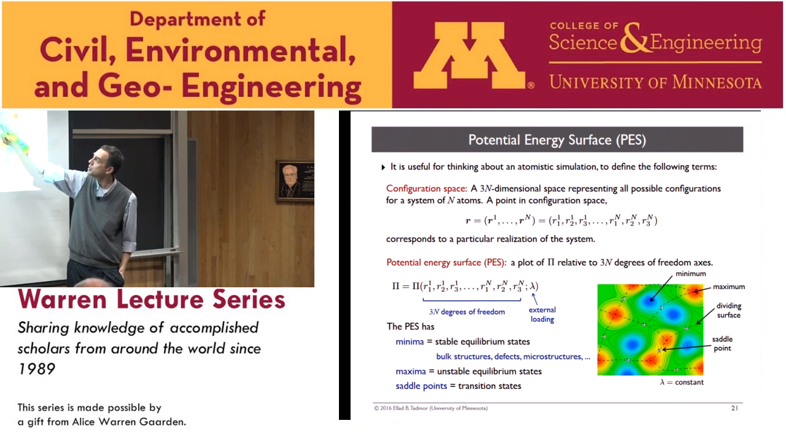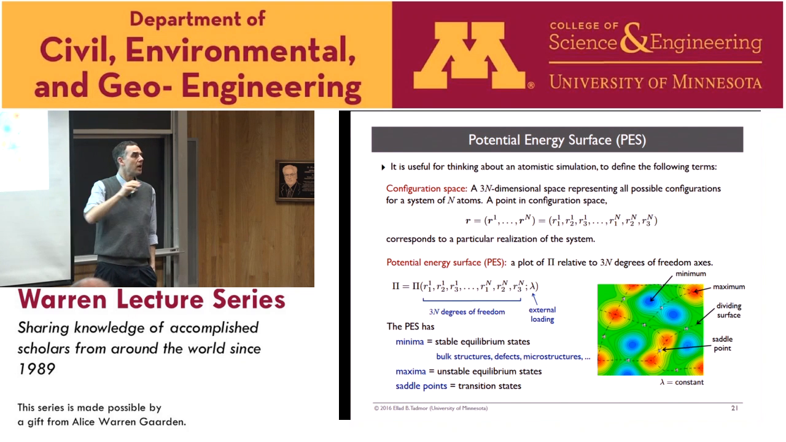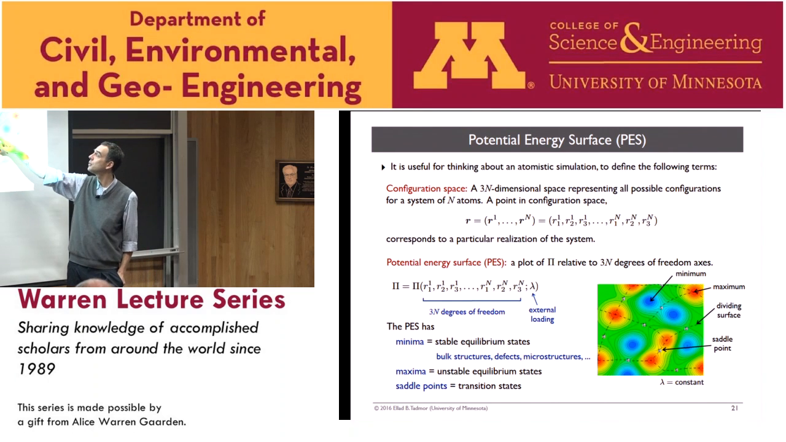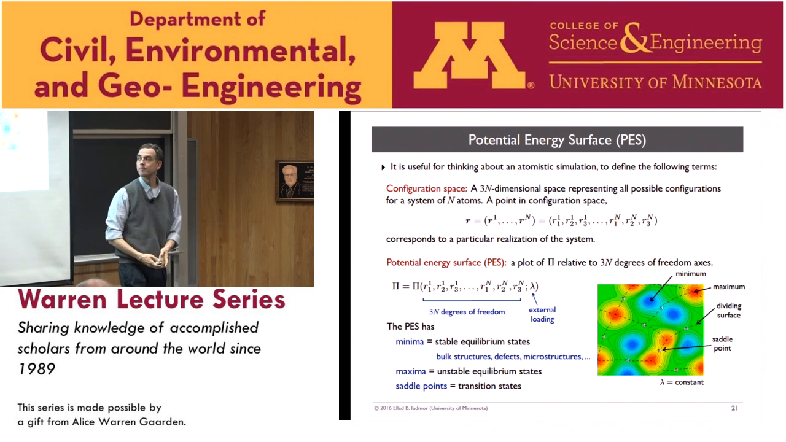The saddle points that you're seeing here are dividing surfaces. And those are the transition states. If you want to go from one minimum to another minimum, you have to go through a transition state, and that's the saddle point state.